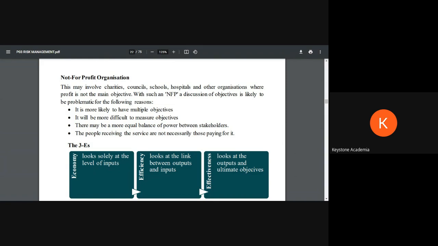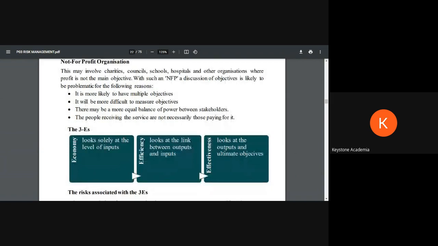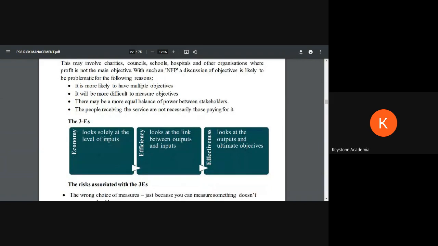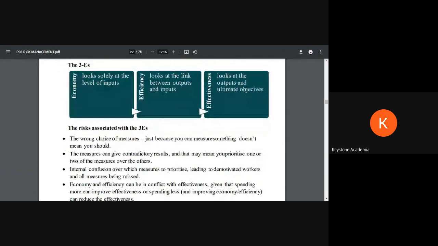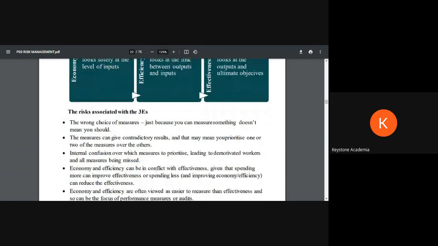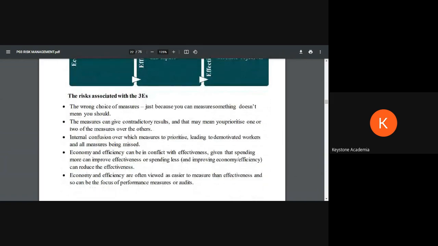But the problem here is, if the economy is there, let's say they are charging very low, then achieving effectiveness can be difficult. Economy and effectiveness are like opposites. Sometimes this can be used for service businesses also. When we are keeping the prices low in economy, then effectiveness can be compromised. So there will always be a conflict between economy and effectiveness.